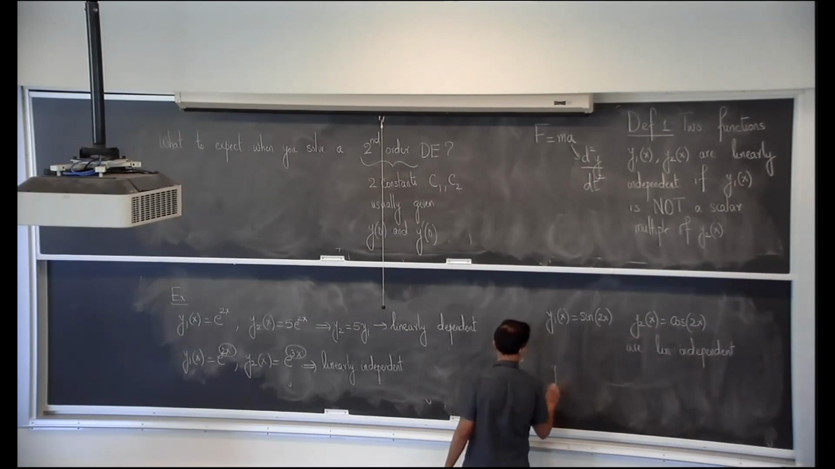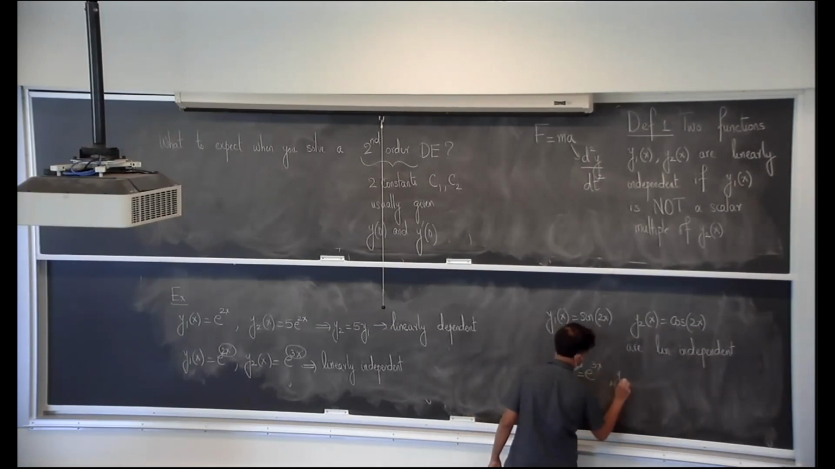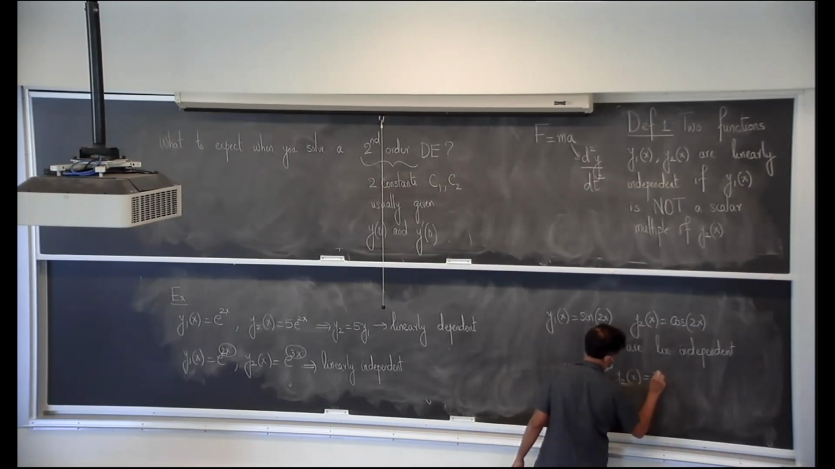It's a tricky one. y1 of x equal to e to the power of 3x and y2 of x equal to x e to the power of 3x.